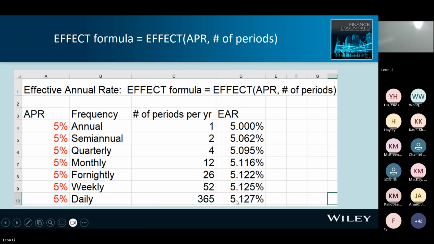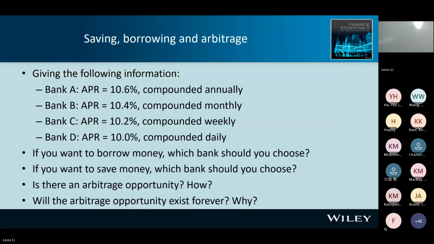The EAR is higher for daily compounding. I think it's because we have money earning money every day. So if you are the investor, daily is better. However, if you are the borrower, the rate is a cost to you. You have to choose the lower rate. So daily will not be a good choice. So we have one more question.